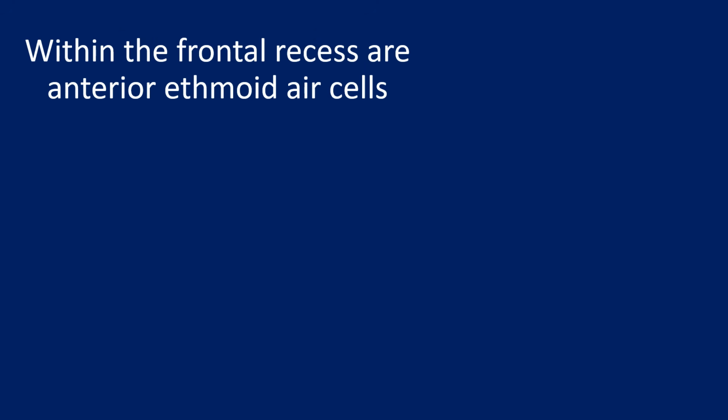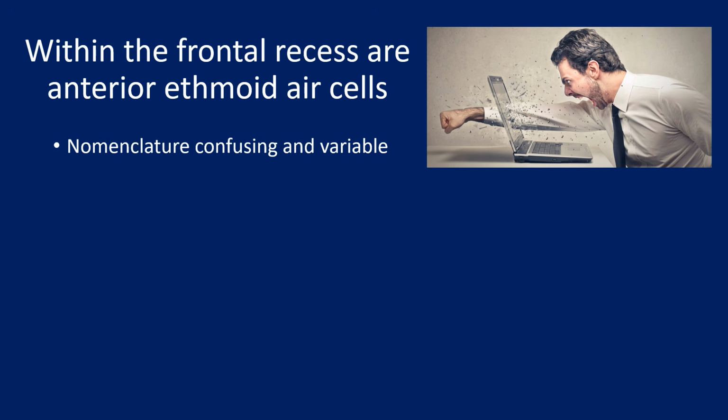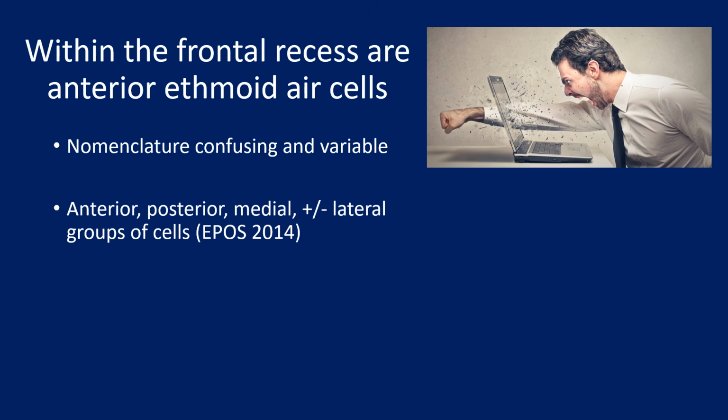Okay, so boundaries are easier to, I think, comprehend. I think the trickier part people run into is when you think about all these little cells and partitions within the frontal recess. They're all anterior ethmoid air cells, but nomenclature has been notoriously confusing and variable. I think in recent years there's been a lot of progress there. And so I've been teaching more of the European position paper in 2014, looking at cells as anterior, posterior, medial, or lateral groups of cells.